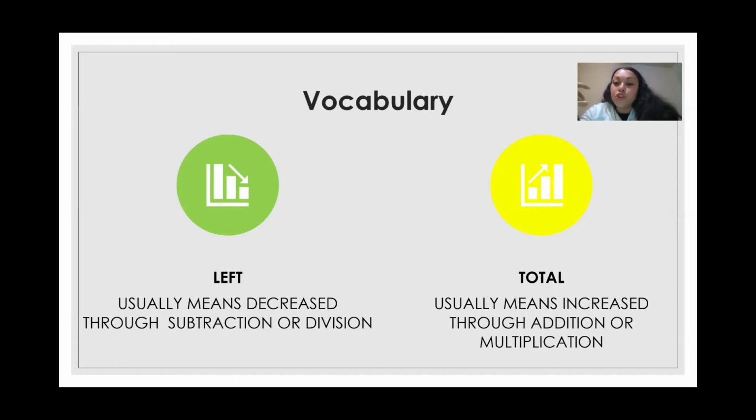When we think about the word total, it's kind of the opposite of left. So we're totaling something. So this usually means an increase. So this comes in the form of addition or multiplication. Again, we know that repeated addition is multiplication. So that's why both of those terms could be used in the word total. So again, even though the words are often associated with operations in math, we want to make sure we're reading the problem and understanding it before we try to solve it.